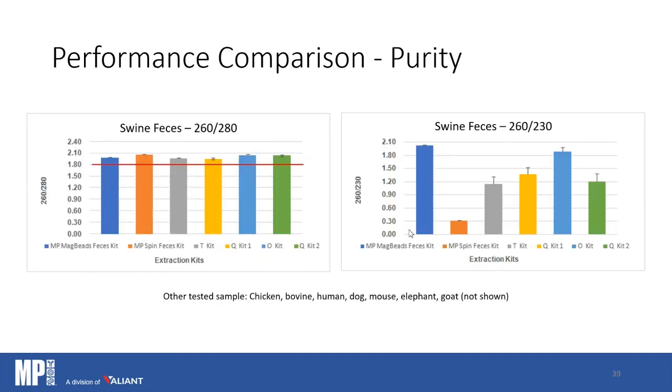In terms of purity, all extraction kits have A260/280 quite near to the ideal value of 1.8, but only MagBeads has the highest value for A260/230, and this suggests that DNA extracted using this kit has the highest purity.